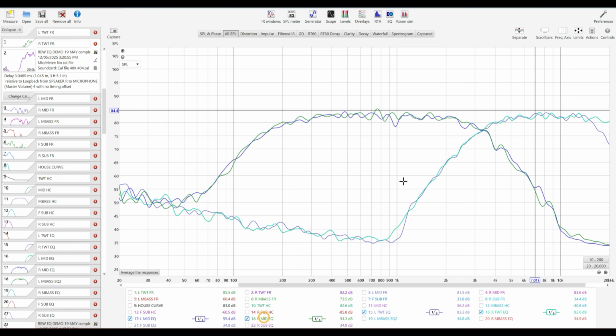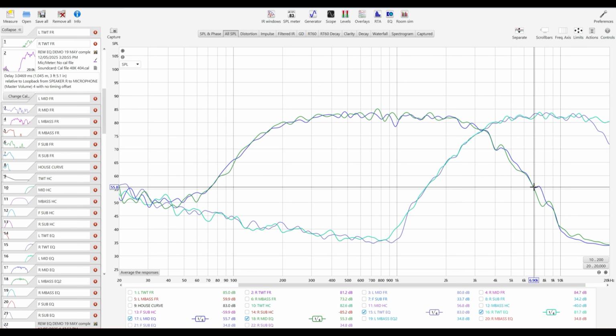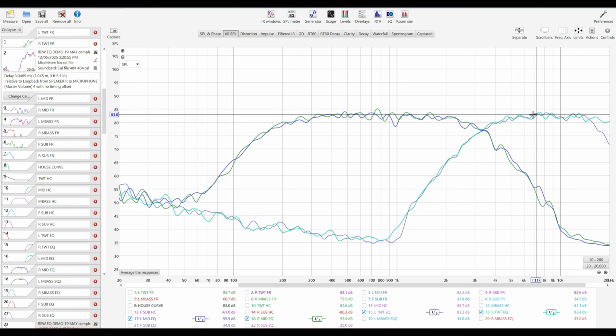If I turn the mids on, the mids are playing it, but it's 30 dB below the level that the tweeters are playing at this particular frequency, right? So we don't need to level match and phase align all of the speakers at 7,000 hertz. We just need to level match and phase align the tweeters at 7,000 hertz.